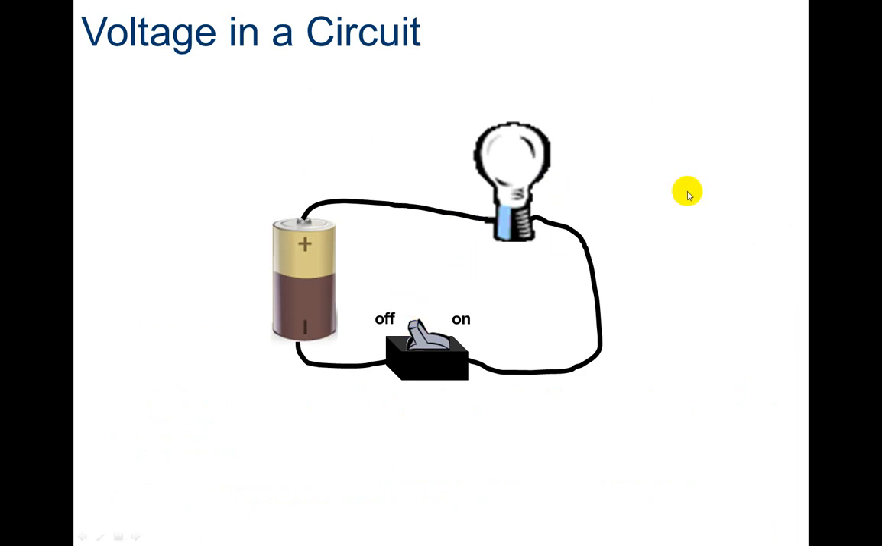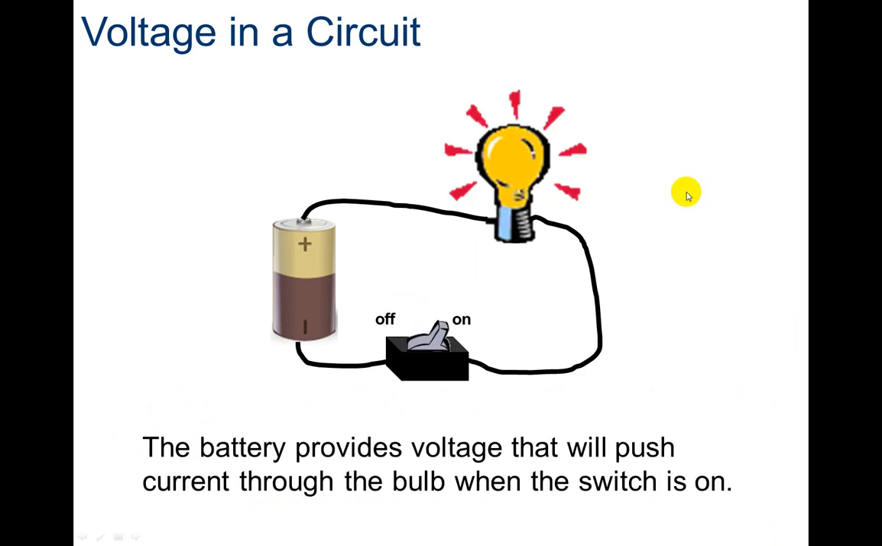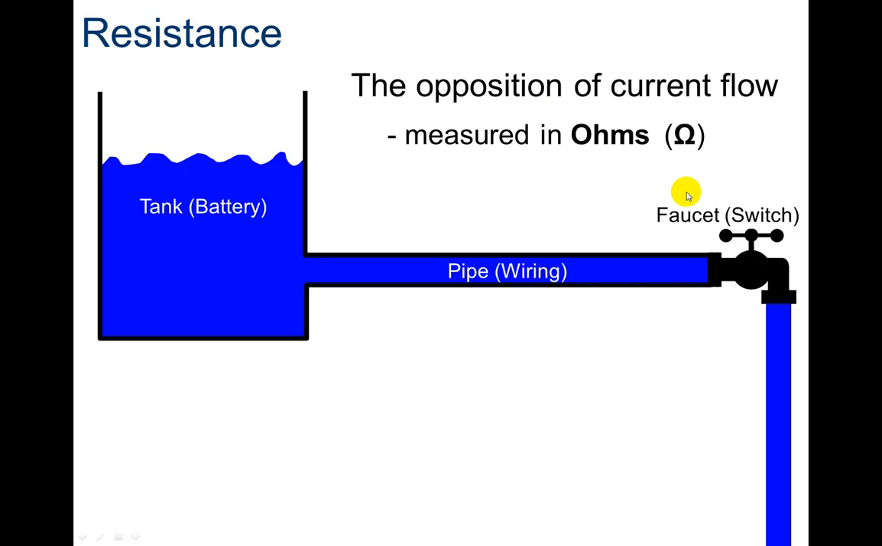So here's voltage. It's off. The battery provides voltage that will push current through the bulb when the switch is on.